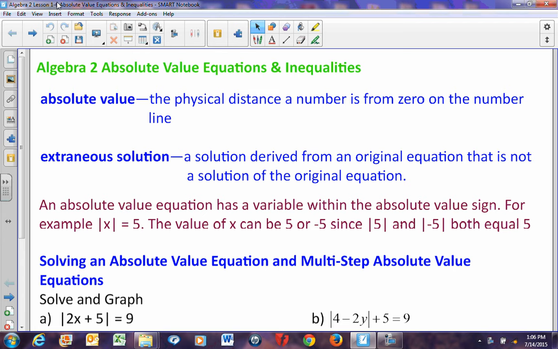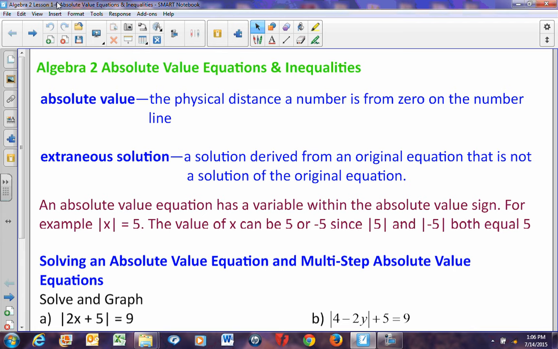I can't get the absolute value of 6 being negative 6 because I cannot go negative 6 units. I can go 6 units in the opposite direction. Direction determines the negativity of a number. Okay? So absolute value is physical distance. So 6 units to the left of 0 on the number line is negative 6, but its absolute value is 6 because I went 6 units.